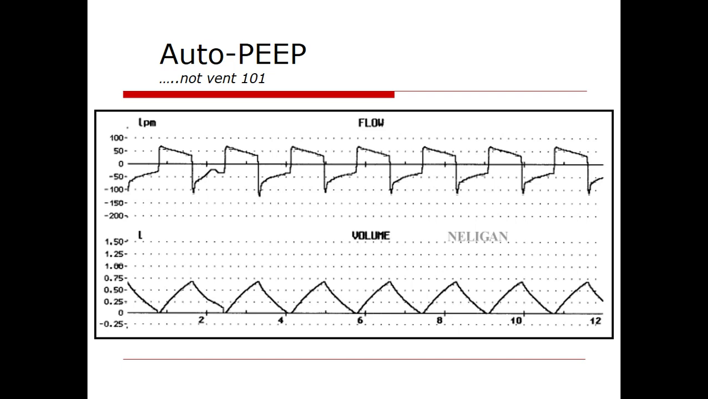What's wrong with this graph? This is showing tidal volume in, tidal volume out, tidal volume in, tidal volume out. And we have here the airway, the flow going in and then flow coming out. You can see that on each of these curves, the expiratory flow doesn't reach baseline before the next breath comes in. If you see that, that's a sign of autopeep.